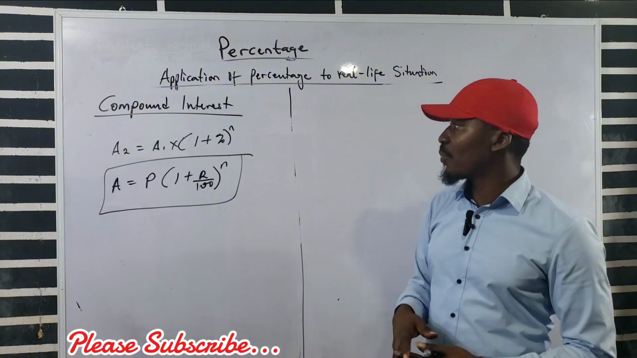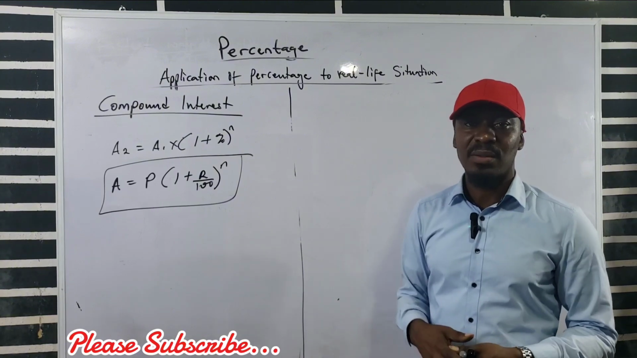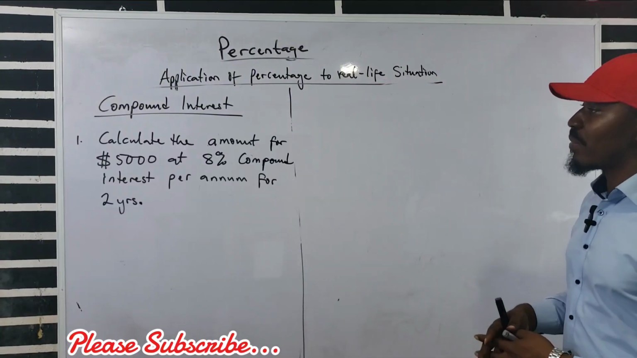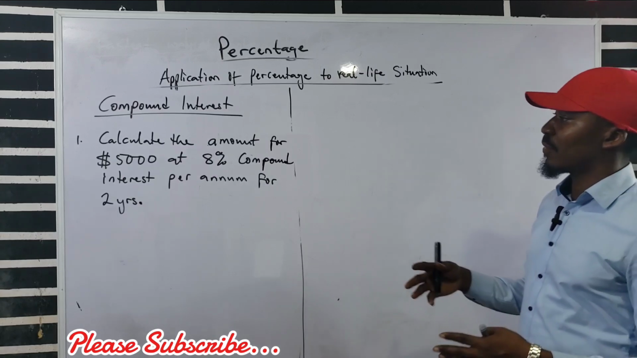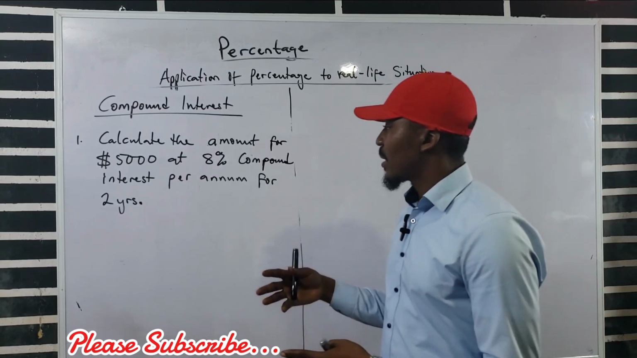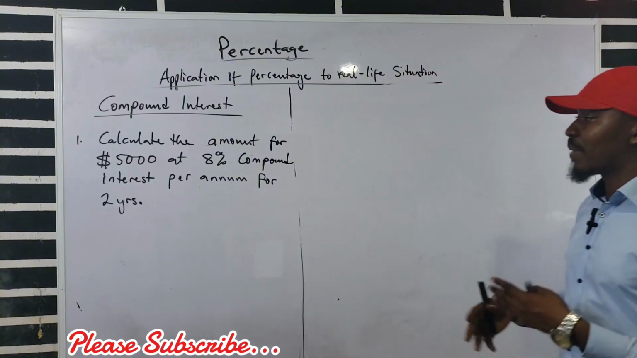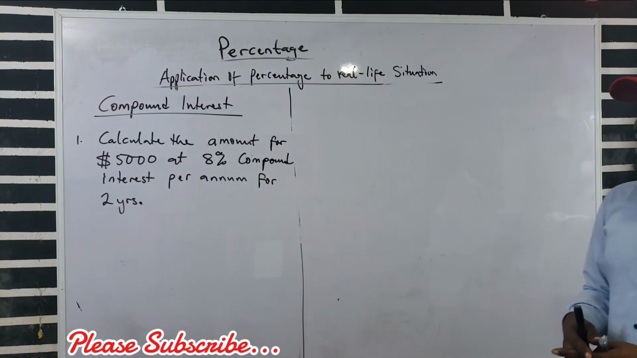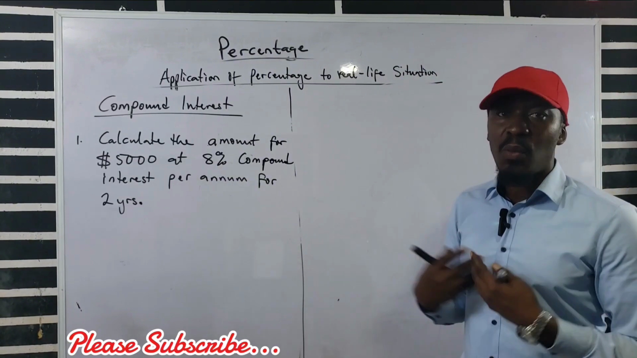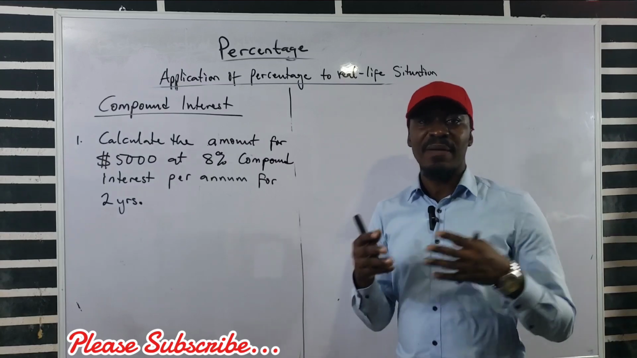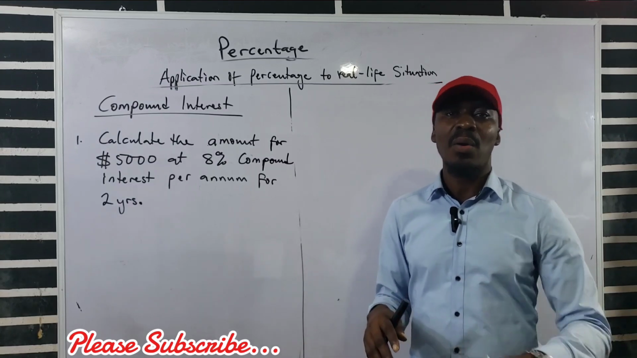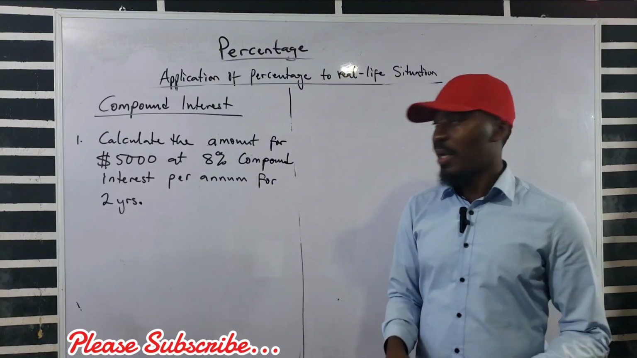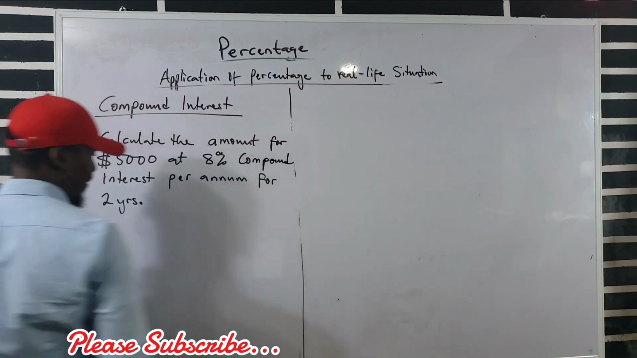So let us solve an example on compound interest and see how that looks. We have a problem where they ask us to calculate the amount for $5,000 at 8% compound interest per annum for 2 years. In this question, I will solve this problem with the formula. I will also solve it without the formula so that you can see how you can actually solve without the formula. So let's solve with the formula here.